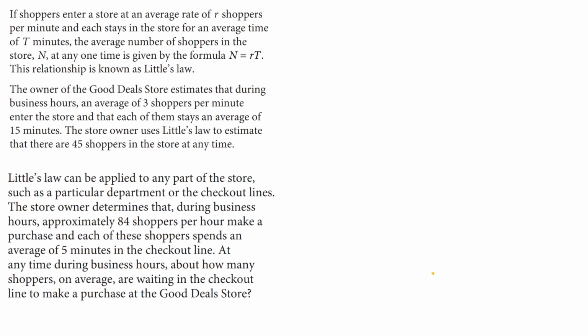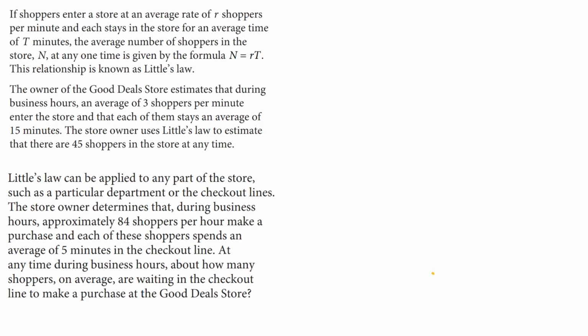This problem has 2 parts, so here's part 1. If shoppers enter a store at an average rate of r shoppers per minute and each stays in the store for an average time of t minutes, the average number of shoppers in the store, n, at any one time, is given by the formula n equals rt. The relationship is known as Little's Law. The owner of the Good Deals store estimates that during business hours, an average of 3 shoppers per minute enter the store, and that each of them stays an average of 15 minutes.